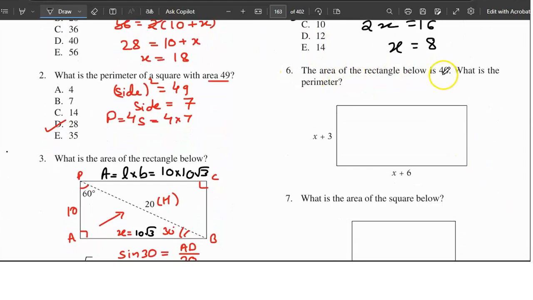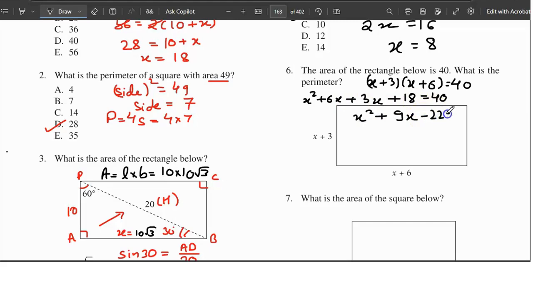Question number 6. The area of a rectangle below is 40. What is the perimeter? So area is given. Area is length into breadth. x plus 3 into x plus 6 is given as 40. We'll solve this. So this should be x square plus 6x plus 3x plus 3 into 6, that is 18, equals 40. So x square plus 9x plus 18 minus 40, that is minus 22, equals 0.